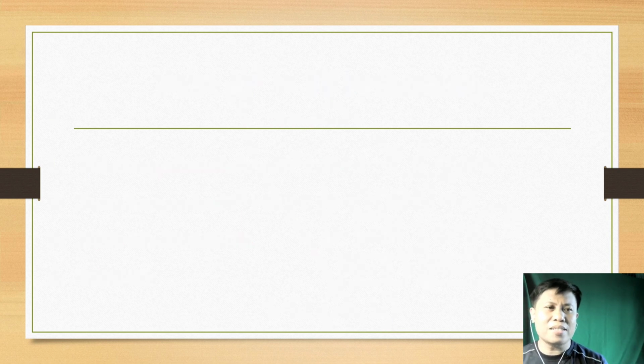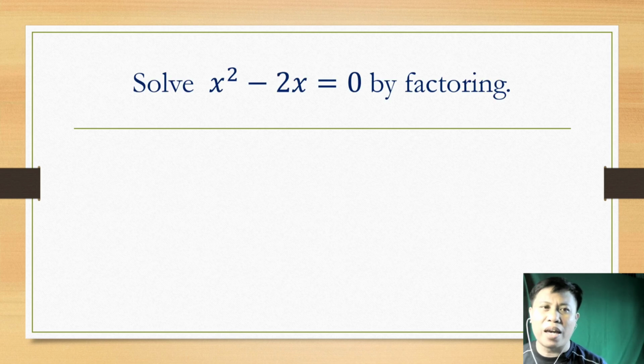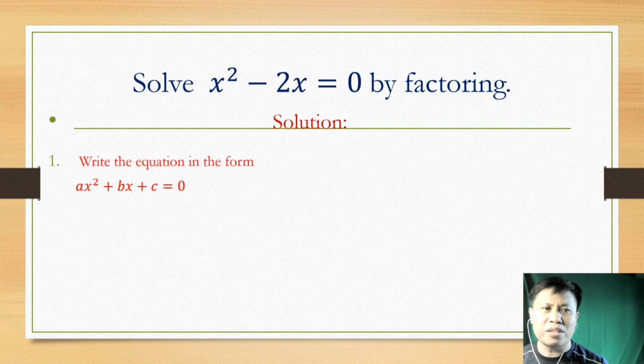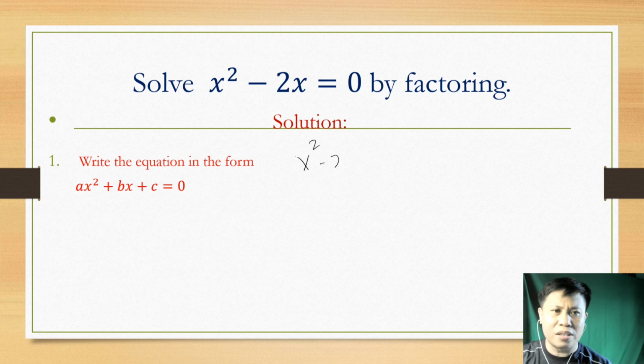Okay, let us have another example. Solve x squared minus 2x equals 0 by factoring. First, we have to write the given in standard form. But the given is already written in standard form. So all we have to do is rewrite the given, x squared minus 2x equals 0. Then next, we have to factor the expression x squared minus 2x.